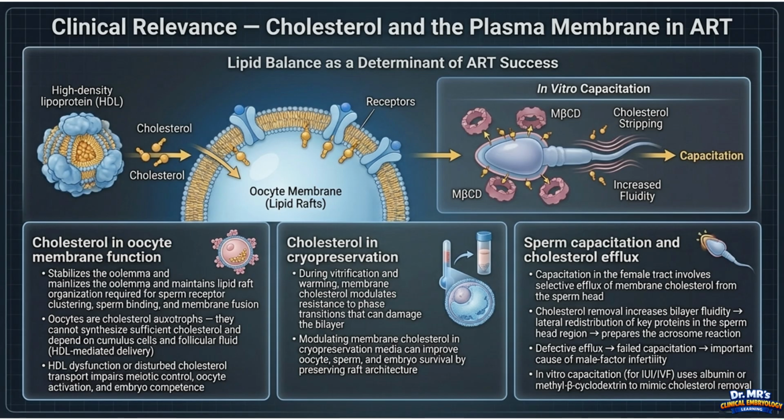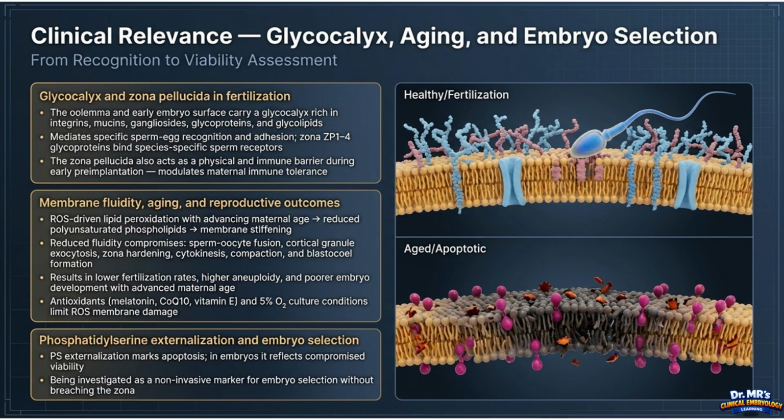Defective cholesterol efflux means defective capacitation, which means the acrosome reaction cannot occur, and fertilization fails despite apparently normal sperm morphology and motility. In vitro capacitation protocols for intrauterine insemination and in vitro fertilization use albumin or methyl beta-cyclodextrin to mimic this physiological cholesterol removal, a direct clinical application of this molecular mechanism. When you add albumin to your sperm preparation medium, you are facilitating cholesterol efflux, remodeling lipid rafts, and preparing the acrosomal machinery for fertilization. The plasma membrane's glycocalyx and lipid composition do not merely influence fertilization.